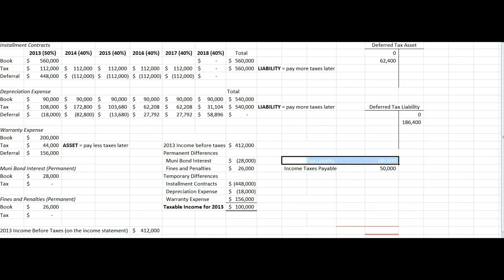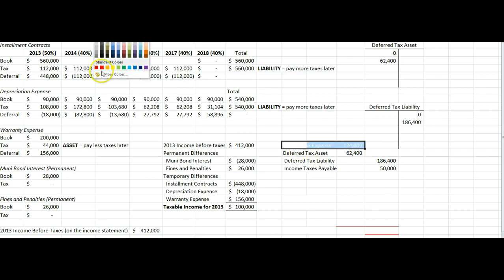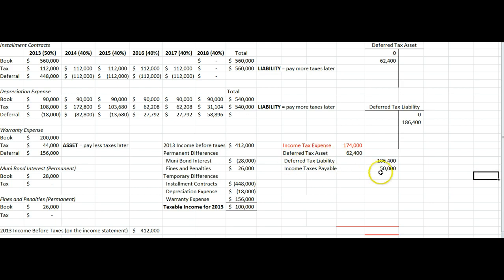So let's do that right now. We've got income taxes payable. That's the check we're going to write. This is our deferred tax liability, the credit we made this year. This is our deferred tax asset, the debit we made this year. This plus this minus this tells us what our income tax expense should be. So these other things here are balance sheet accounts. This one in red is our income statement account.